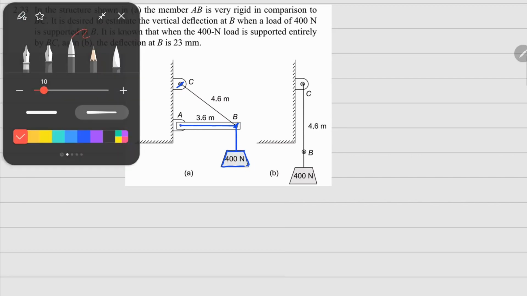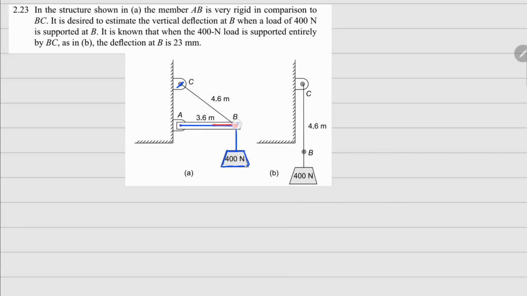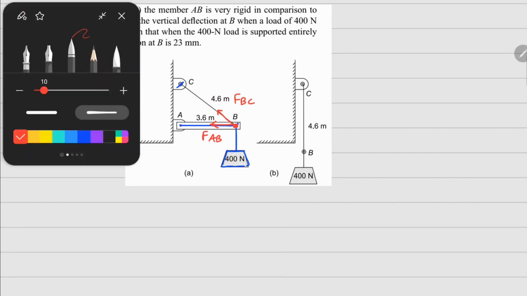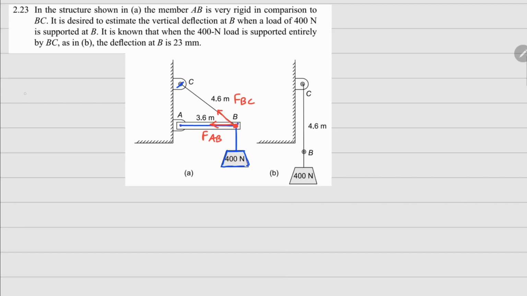So let's look at the forces at this joint B. There will be a force in this member here, there will be a force in this one. So this is FAB and this one is FBC. From the force balance in the y direction we can write down FBC. If this angle right here is theta, FBC sine theta is equal to 400. So this gives us the value of force FBC as 400 divided by sine theta newtons.